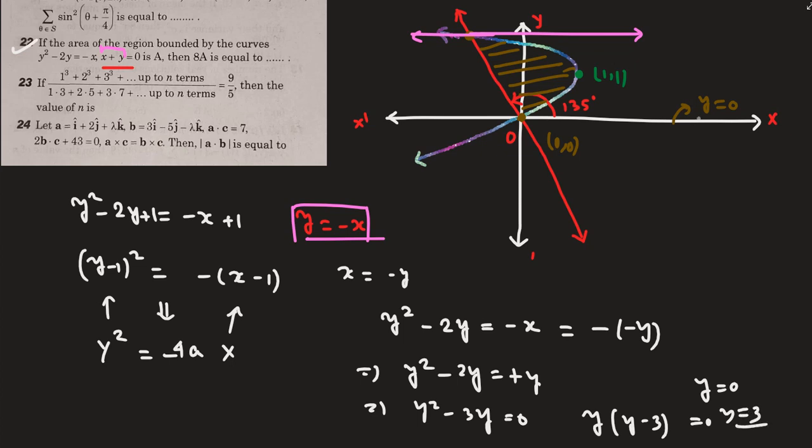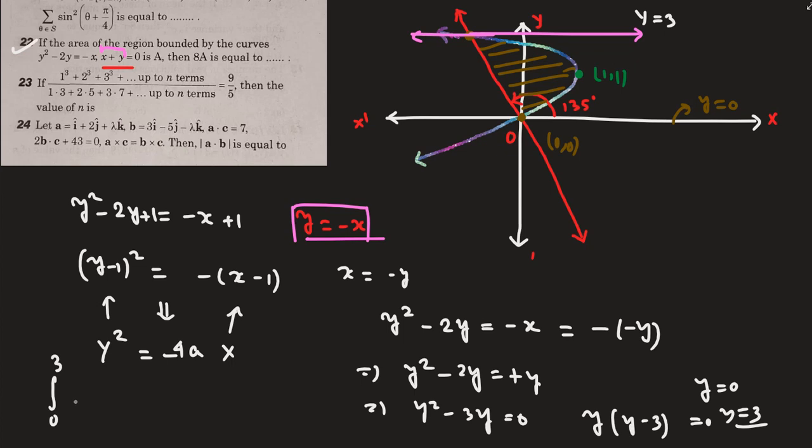Y equal to 0 we already found out. So this will be y equal to 3. So therefore we are getting the range of the variable y. Y varies from where to where? 0 to 3. And we consider the horizontal strips. That means the strip stands on the y-axis. So we are going to calculate the area, y equal to 0 to 3. Right-handed is the parabola.